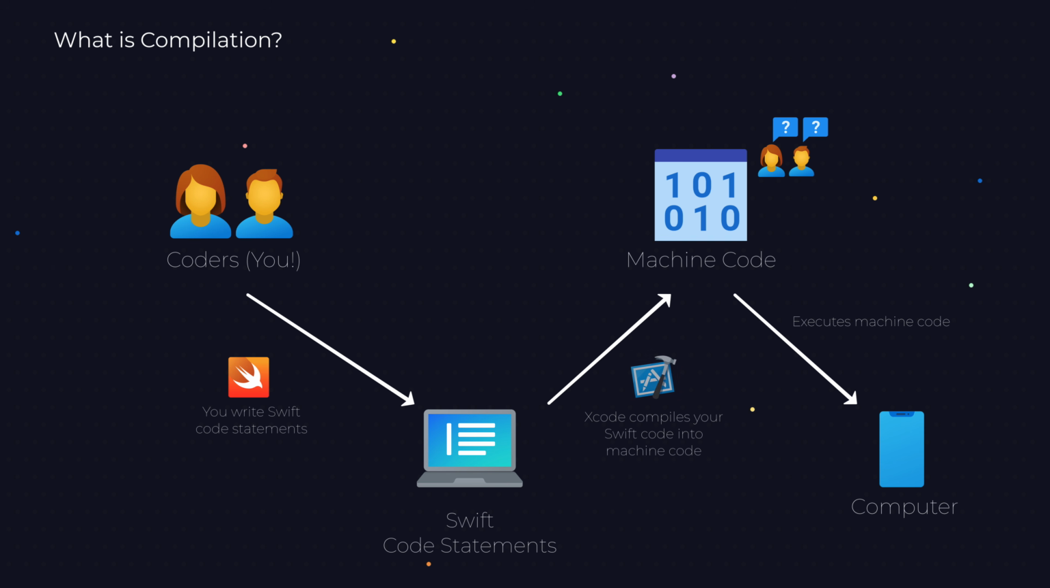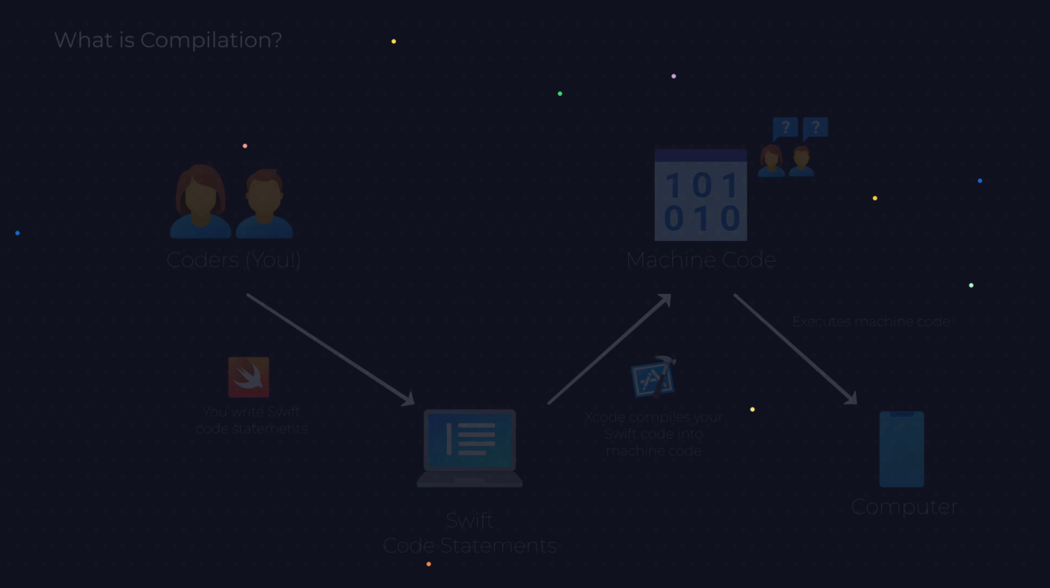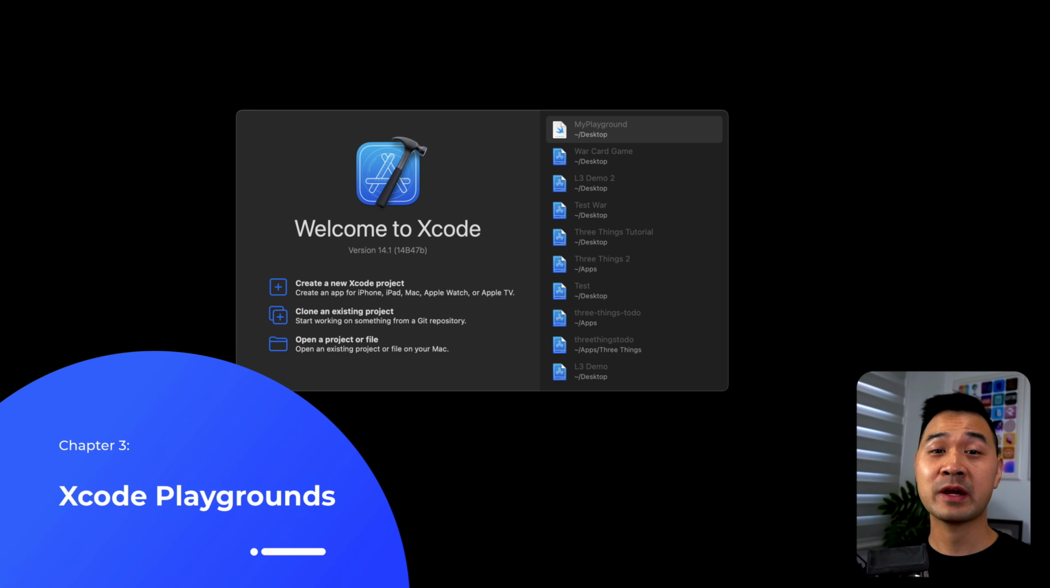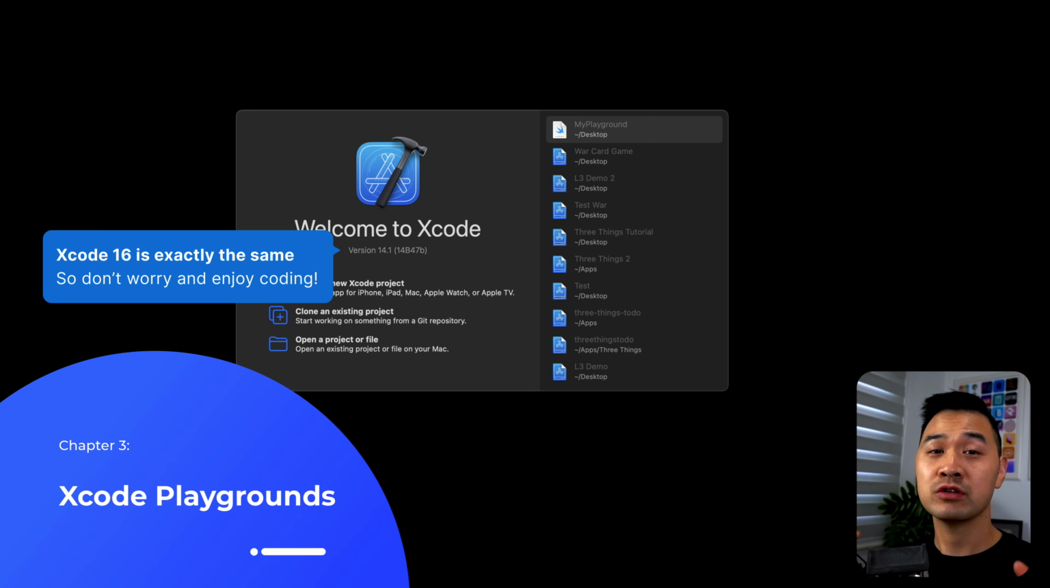Now the thing that converts the high-level code, like Swift code, to machine code is called a compiler. In this case, with building iOS apps, Xcode performs this compilation step. Now that you understand what it is, let's try writing some Swift code statements of our own. And I know the perfect place to do this. We're going to experiment with some Swift code in something called Xcode Playgrounds.